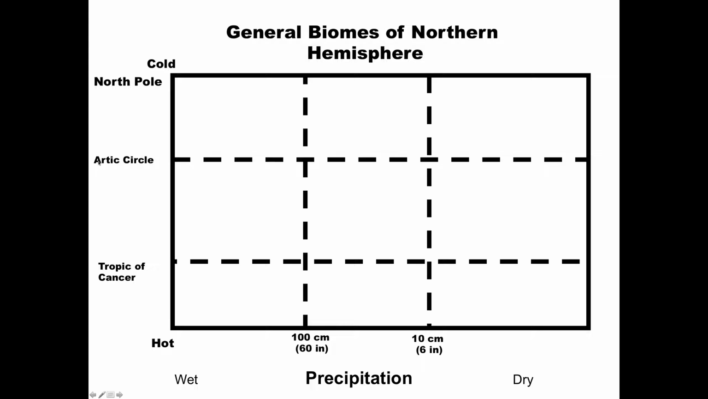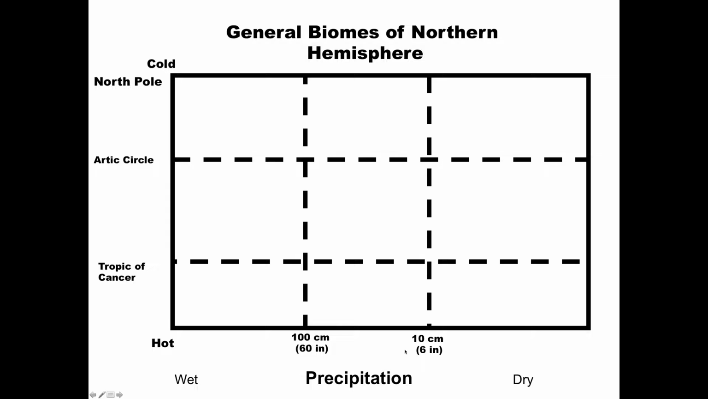I'm using the Arctic Circle as a line of latitude to kind of show us where it breaks down. Tropic of Cancer is our other major line of latitude that shows us where the transition occurs. And then hot, we're talking about equator hot.